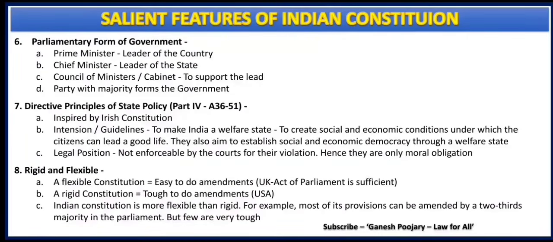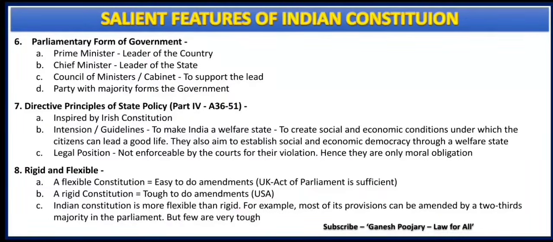The sixth feature is we have a parliamentary form of government under Indian Constitution, and the leader of the country under this system is the Prime Minister of India, and every state has its own leader in the form of Chief Minister, and to support this Prime Minister, Chief Minister, etc., we have the Council of Ministers or Cabinet who support the leader. And how are they coming to power? The party with majority forms the government. That is the module we need to remember. That is the sixth salient feature of Indian Constitution.